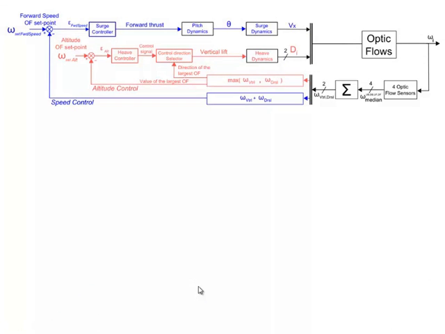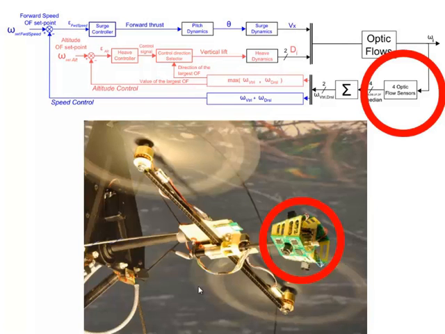But the idea is summarized here. The control of this robot is based on two intertwined feedback loops that control the altitude and the speed. And we only use one sensing modality, which is the optical flow. Here, circled in red, you have the eye of the robot, which is looking upward and downward.